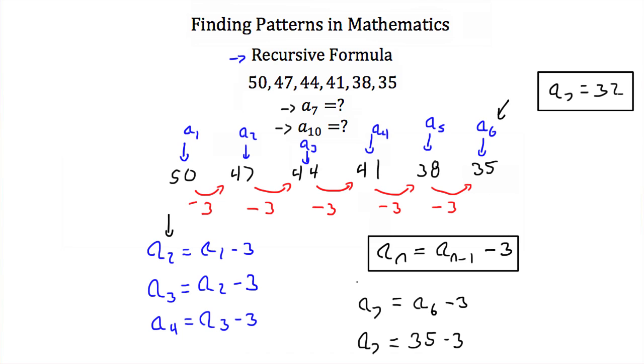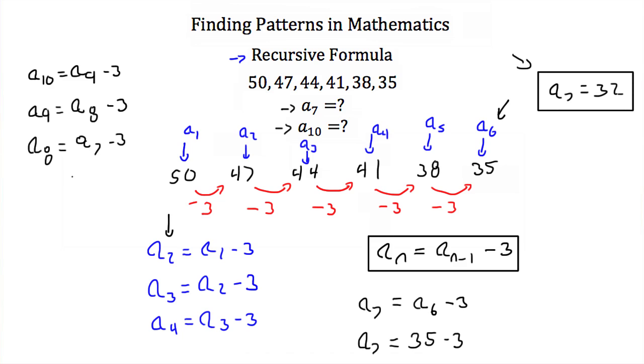Now let's find A10. Well, okay, A10, that's equal to the previous term, so A9 minus 3. Except I don't know A9. But I can find A9. A9 is equal to the previous term, so A8 minus 3. Well, except I don't know A8 either. So A8 is equal to A7 minus 3. Well, I do know A7. I just found it. That's 32.